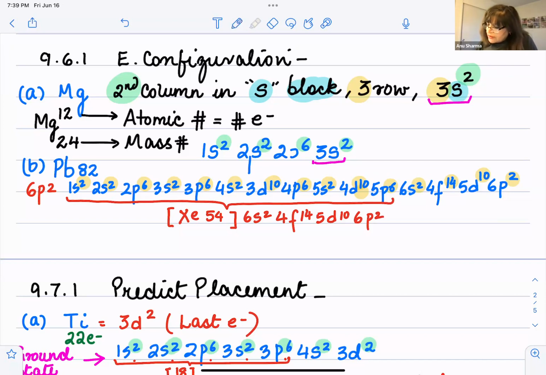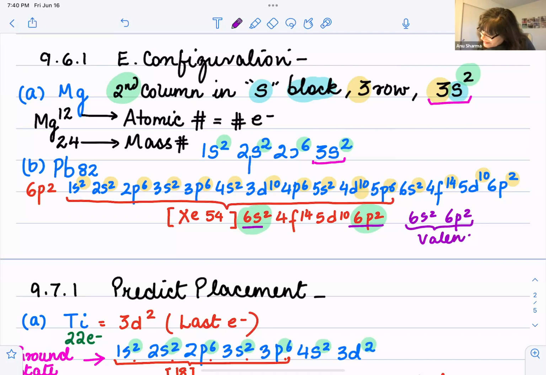Now comes the valence shell. The valence is the largest shell number, 6s2 and 6p. So 6s2 and 6p2 are the valence electrons, the valence shell. So 4 valence electrons total. Valence electrons are not just p2. The valence electrons are in the largest shell number, so don't forget that.